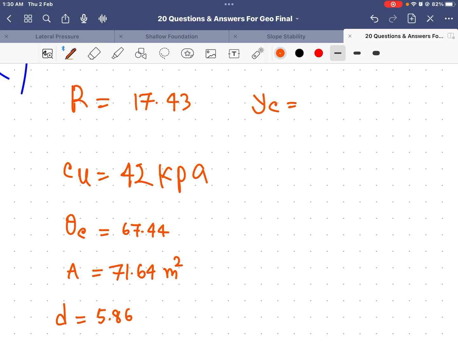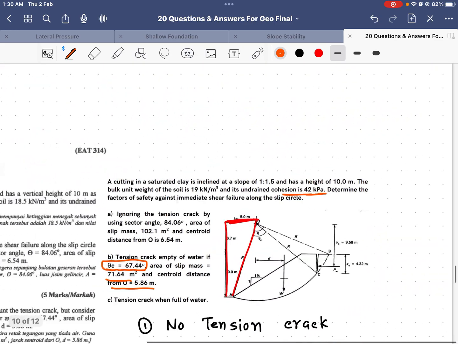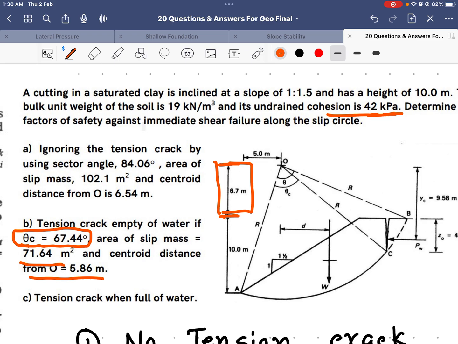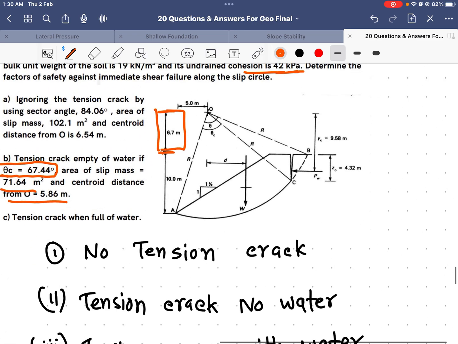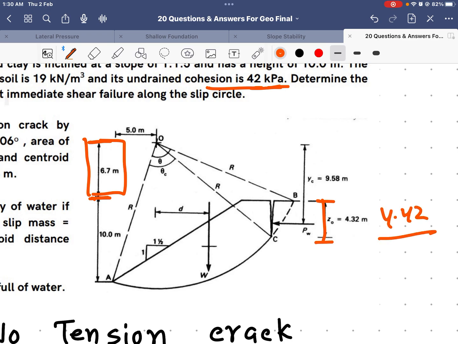Now we have to find out the YC. How will we find the value of YC? You can see here, this is the 6.7. You remember the value of 6.7 here. What I will do is multiply with the z naught value. Let's say the z naught value is 4.42. If I add this value, it will become like this.